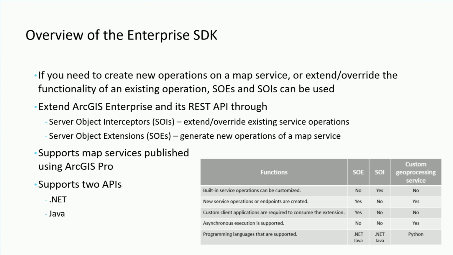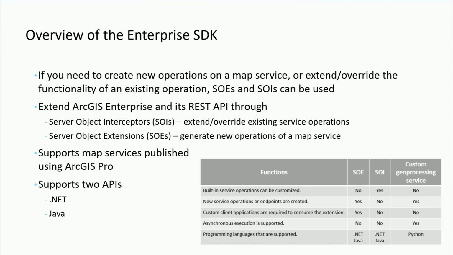Now, when you're doing that, how do you author your new functionality? Well, you can extend the REST API through a server object interceptor, an SOI. That's a well-established pattern with ArcGIS Enterprise. With an interceptor, basically you're taking an existing call to an existing REST API operation, and you want to override it or add some of your own special sauce to it. But it's an existing operation. That's what you do with an SOI.